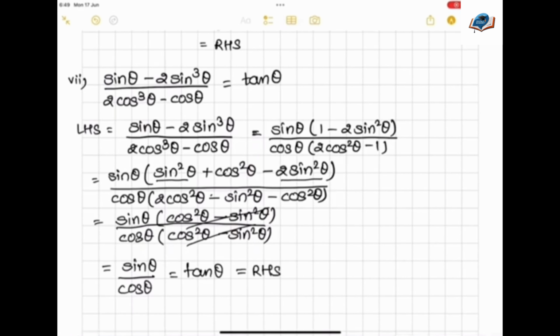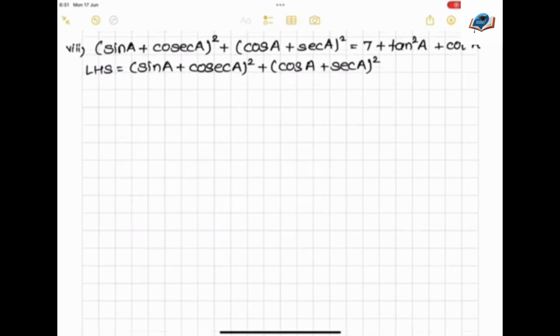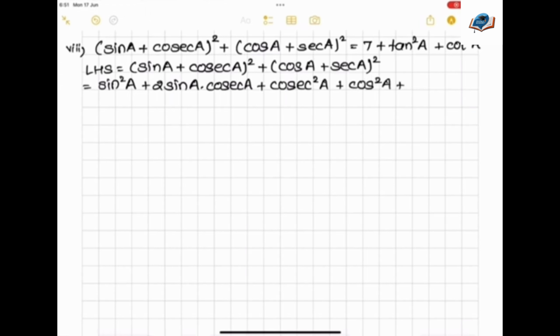Now the eighth one says (sin A + cosec A) whole square + (cos A + sec A) whole square equals 7 + tan square A + cot square A. Now I have taken the LHS. First I am using the formula (A + B) whole square. So sin square A + 2 sin A cosec A + cosec square A, plus, same way there also I am using the formula, so cos square A + 2 cos A sec A + sec square A.